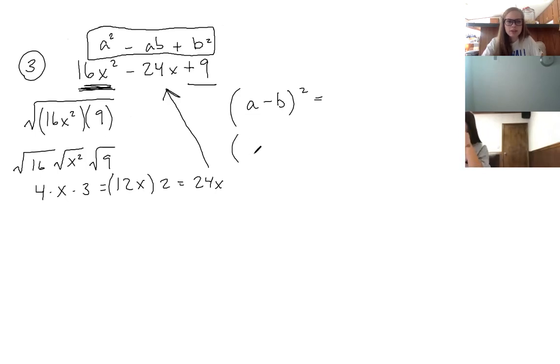Harley, what's my a value going to be? If 16x squared is represented as a squared, what would just a be? 4x. And then my b value, if 9 is b squared, how do I just get b? I have to take the square root of it. There we go. 4x minus 3 squared.